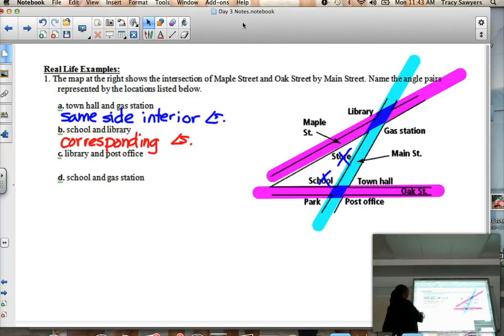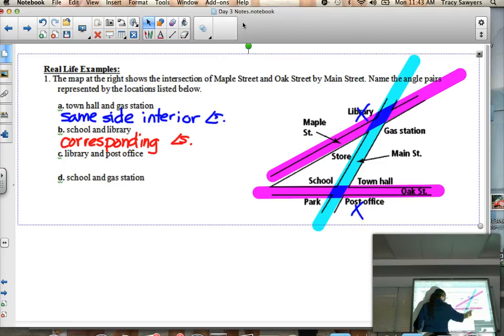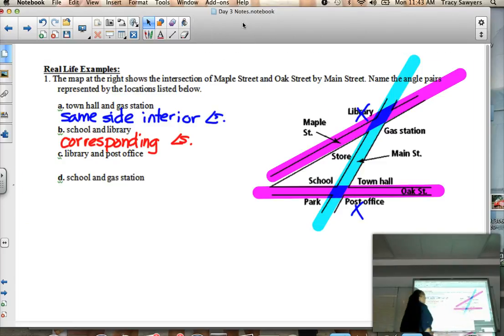We're looking for the library and the post office. Library and the post office. So library and post office. What kind of exterior? Alternate exterior. You gotta have the whole name. Thank you.